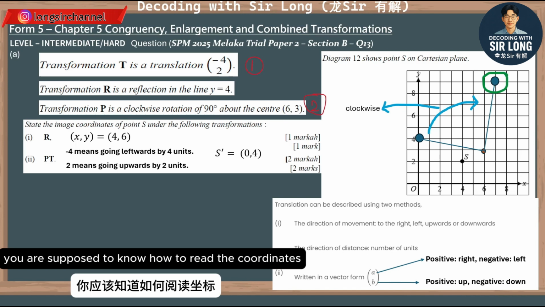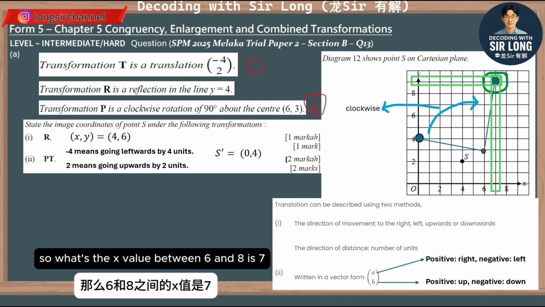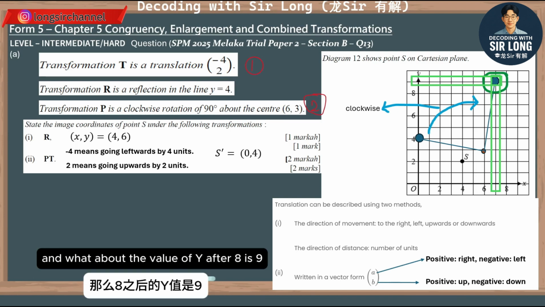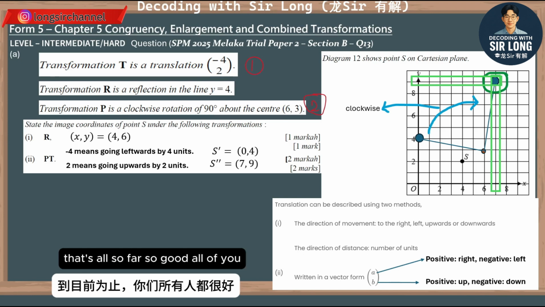Then still, you are supposed to know how to read the coordinates. For convenience, I highlight this way. So what is the x value? Between 6 and 8 is 7. And what about the value of y? After 8 is 9. So the answer is S double prime is equal to (7, 9). That's all. So far so good, all of you.